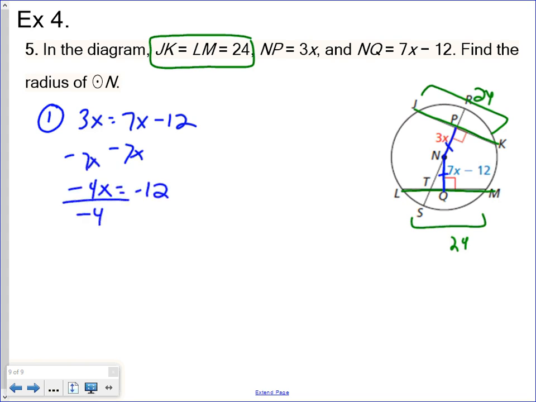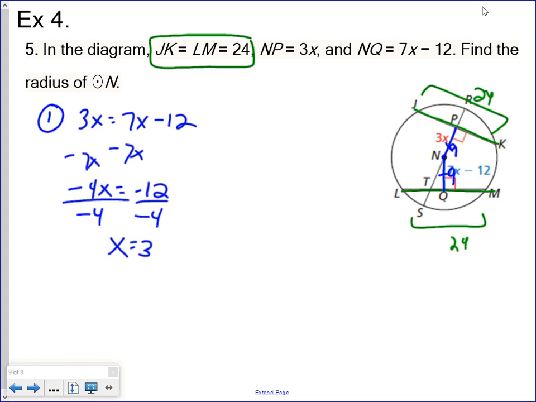Minus the 7x over. Divide by -4. And x equals 3. Okay, but that's not the blue length, right? You still need to do what with it? Plug it in. So pick one of them to plug into. It doesn't really matter. I'll pick the 3x. 3 times 3 is what? 9. So both of these little pieces are going to be 9.